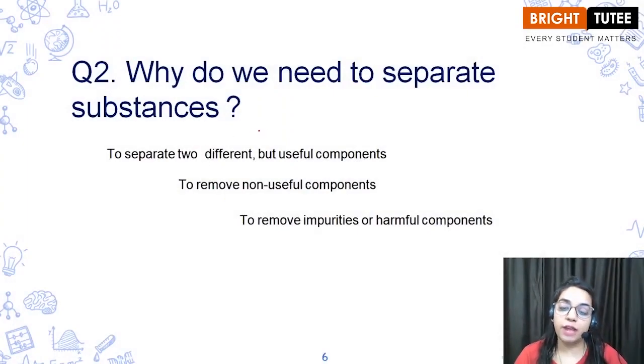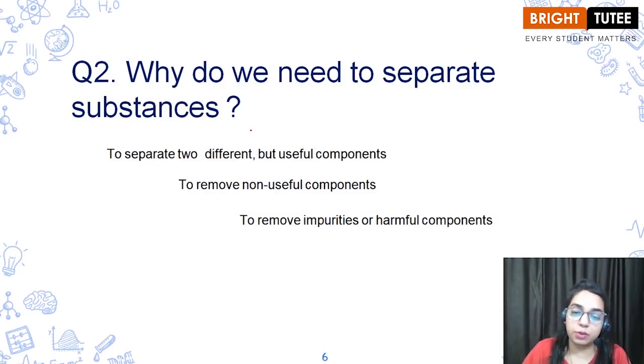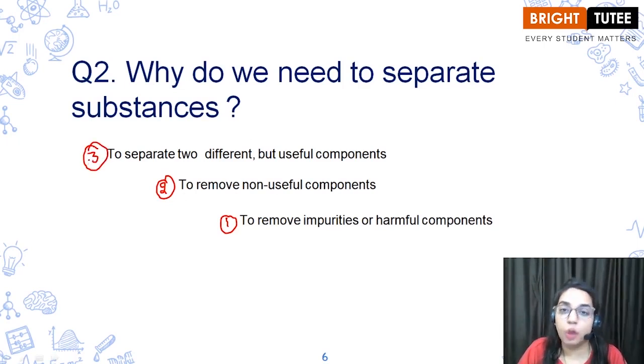So children, why do we need to separate substances? Children, we need to separate substances. First of all, we need it to remove the impurities, okay, or to remove the harmful components. Second, to remove non-useful components, and finally it can also be used to separate two different but useful components. Can you help me children by giving one example for each of them?